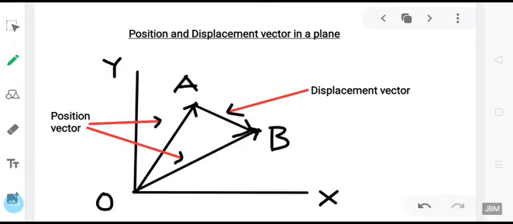Now let us get some understanding of position and displacement vectors in a plane. Consider the motion of an object in xy plane with origin at O. Let at any time t the object be at point A. Now if we draw an arrow with its tail at point O and head at point A, as you can see in the picture, then OA vector is called position vector of the object at point A.